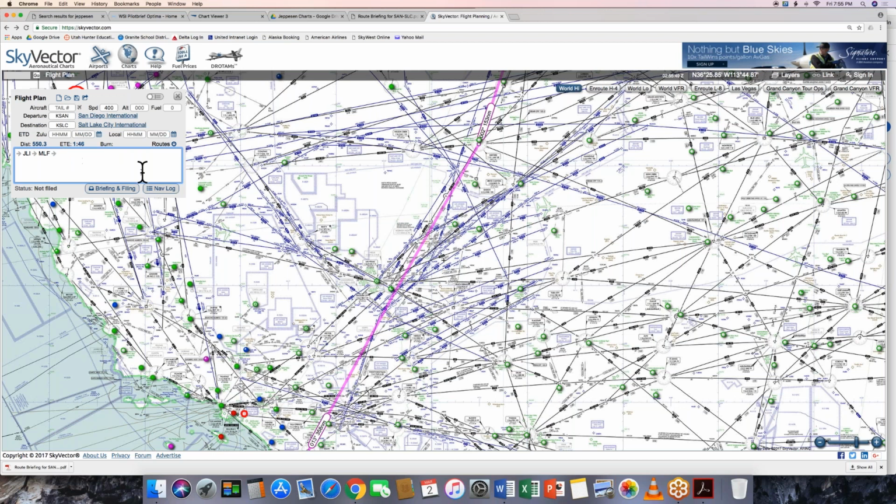Okay, let's look at Bryce Canyon. BCE. Okay. Milford looks like it's a little more along our route, right? So let's just say that we're going to use Milford.